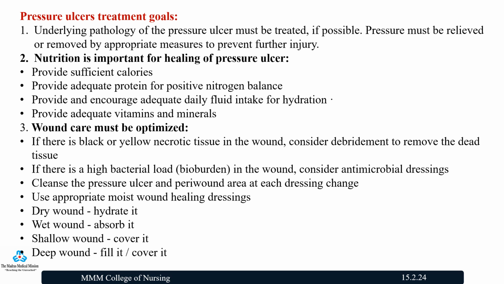If there is black or yellow necrotic tissue in the wound, consider wound debridement to remove the dead tissue. If there is a high bacterial load or bioburden in the wound, consider antimicrobial dressings. Cleanse the pressure ulcer and the peri-wound area at each dressing change, and also use appropriate moist wound healing dressings. If there is a dry wound, we need to hydrate it. If it is a wet wound, we need to use dressing materials to absorb it. If it is a shallow wound, we need to cover it. And if it is a deep wound, first we need to fill the injury and then cover it.